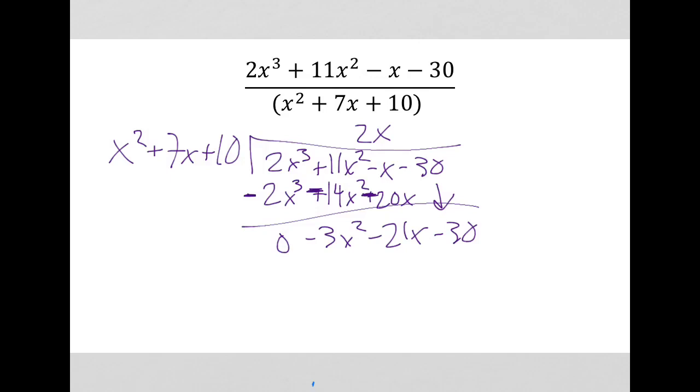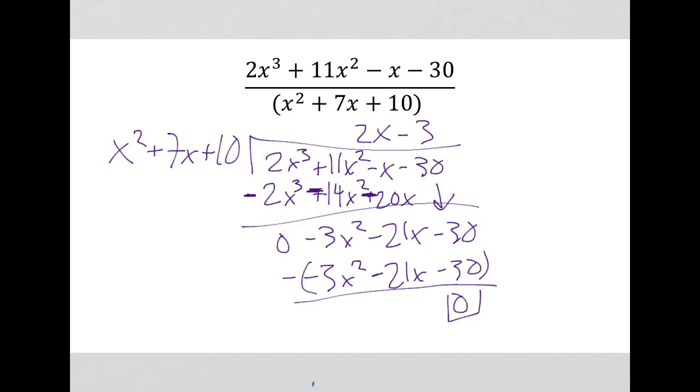And now I ask myself, Mr. Reed, how many times does x squared go into negative 3x squared? Well, it goes in negative 3 times. Negative 3 times x squared is negative 3x squared. Negative 3 times 7x is negative 21x. Negative 3 times 10 is indeed negative 30. So again, those two expressions are equivalent, so I'm going to get no remainder, and life is good. I know that that is equal to 2x minus 3.